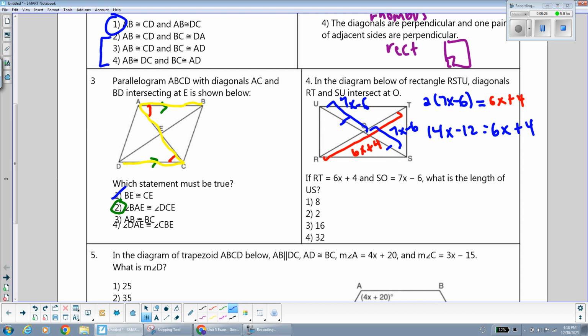Subtract 6x. That is 8x. Add 12. That is 16.